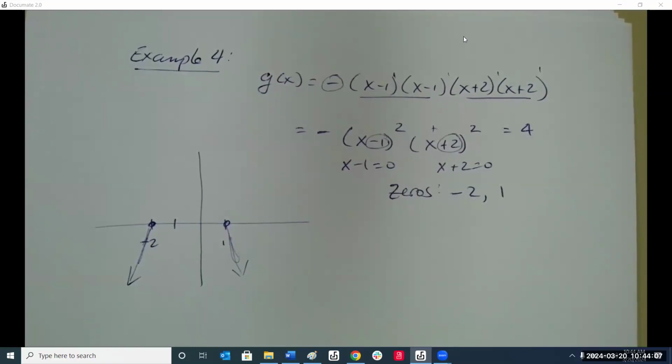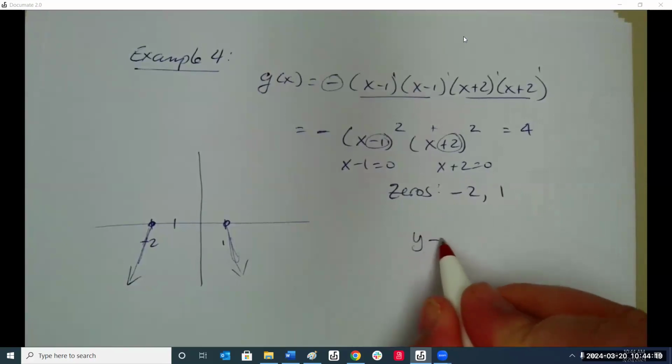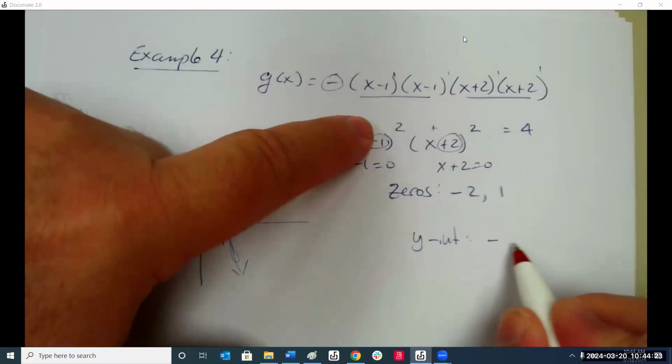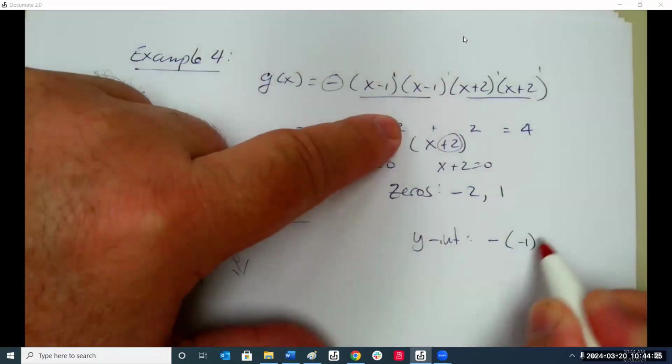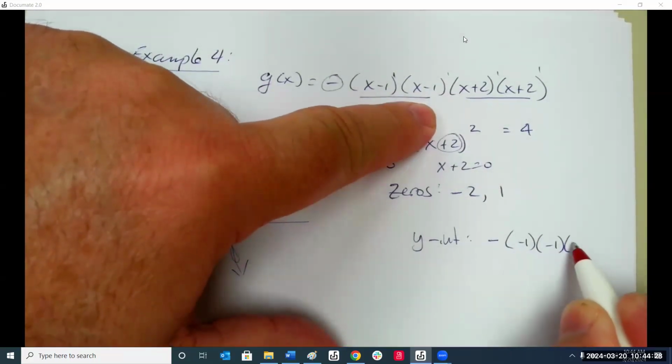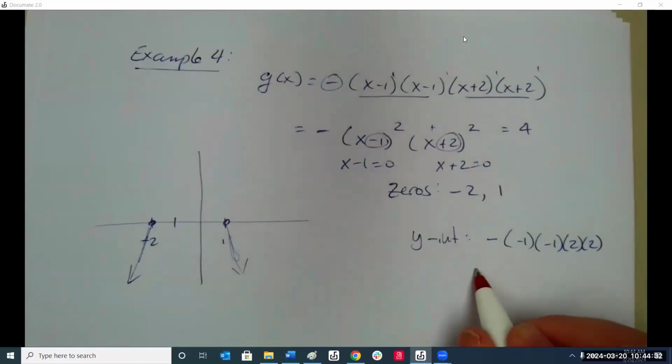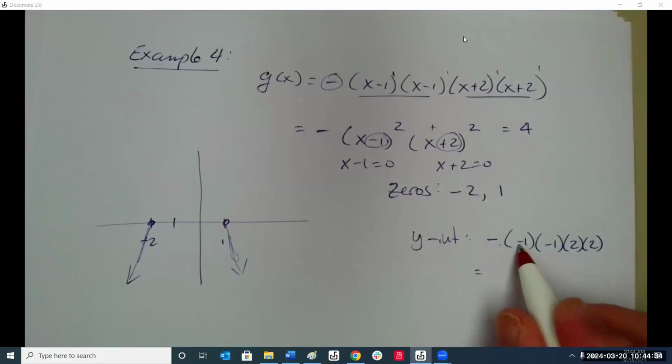What's my y-intercept? Remember, to find the y-intercept, we get rid of the x's. So we have -1, -1, 2, and 2. Negative, negative, negative, so it's -4.